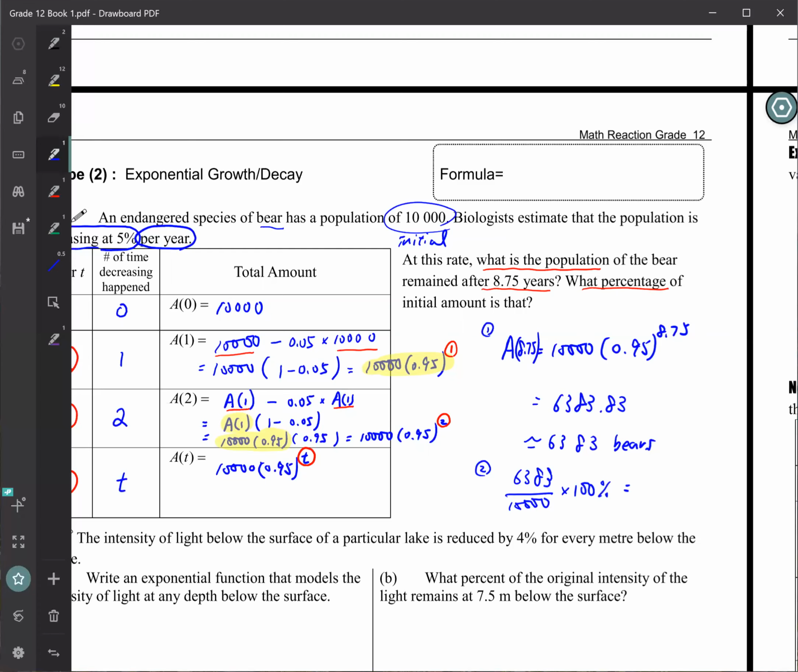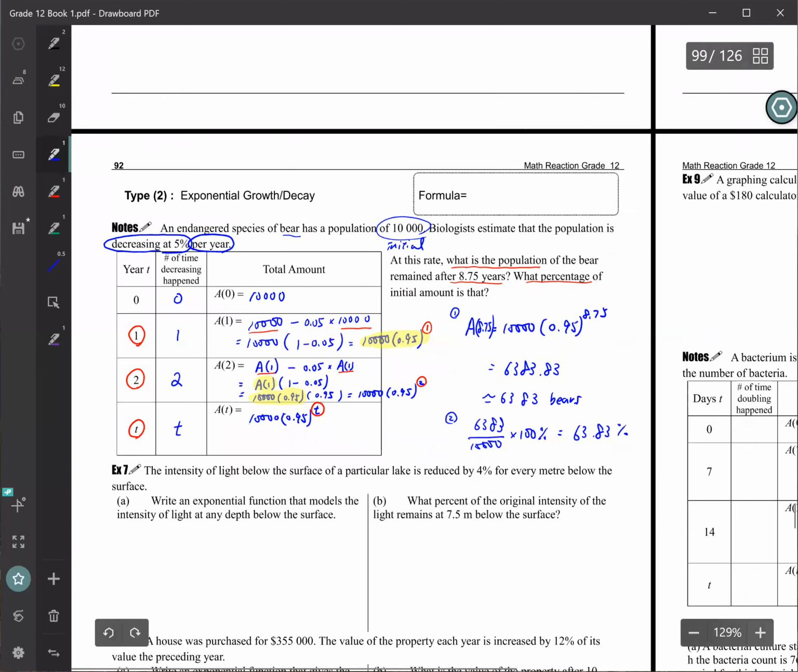Okay, so what's the percentage then? Donna, what do you have? 63.83%. Yeah. Okay, so remember, sometimes they ask for number of bears, sometimes they ask for percentage. Make sure you don't answer the wrong thing, right? So got to read the question carefully.